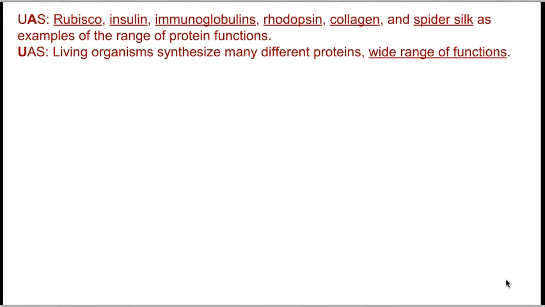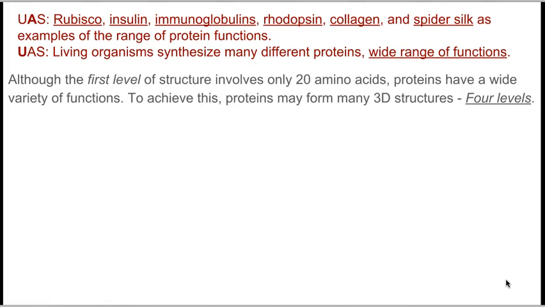Okay, you can see the second understanding there is very close to our essential idea that living organisms synthesize many different proteins with a wide range of functions. And the first application there is looking at a couple of these functions. So I definitely want you to have a few of these functions in mind moving forward. Although the first level of structure we've spoken about involves only 20 different amino acids, proteins have a wide variety of functions. To achieve this, proteins may form many three-dimensional structures. And there are actually 4 levels of structure we will look at: primary, secondary, tertiary, and quaternary.